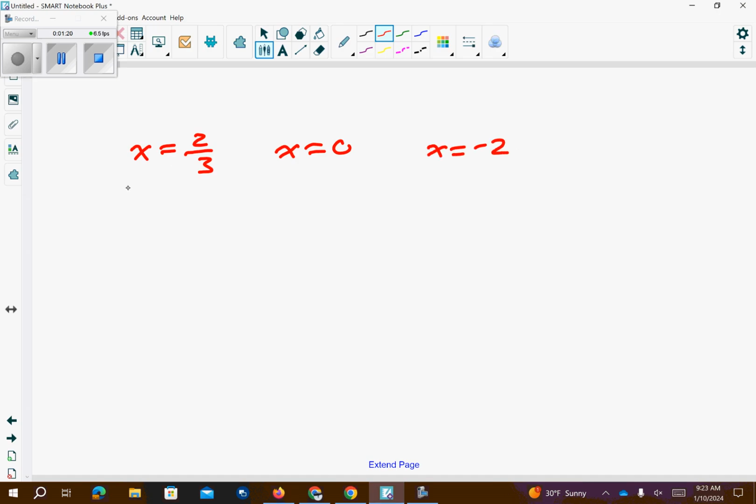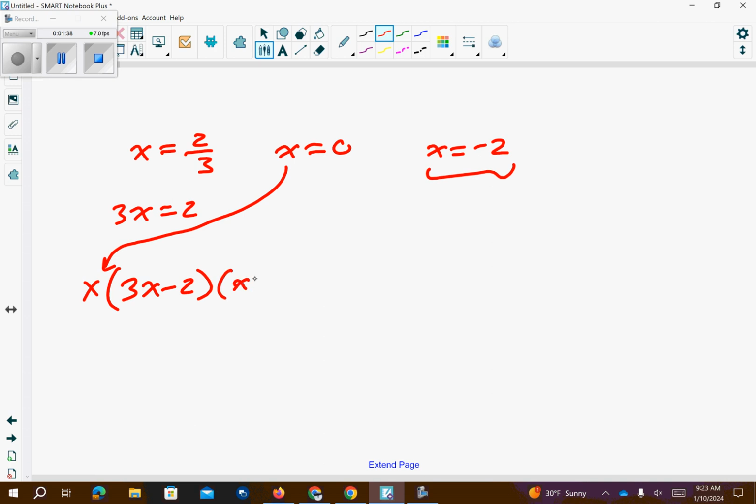Okay, so this is going to turn into 3x equals 2, which gives me the binomial 3x minus 2. If I get x equals 0, I can't move the 0 over. It's not going to change anything. So that means there's an x out front. And then this one gives me the binomial x plus 2. And friends, we just factored it.